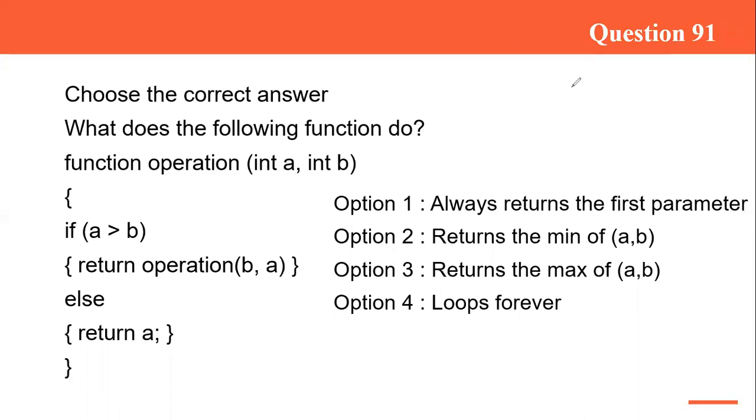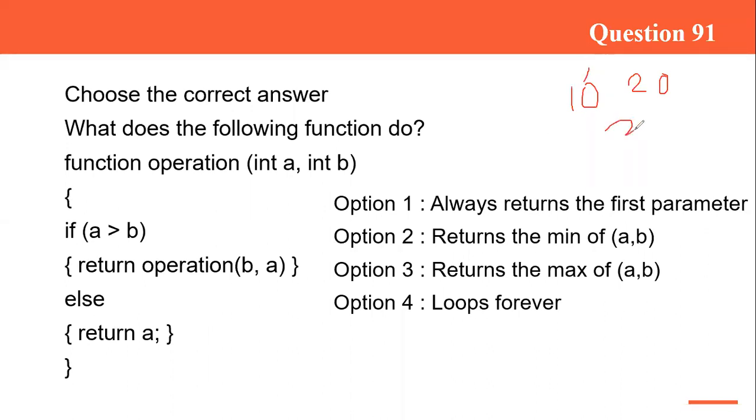If you're not confused, just take, for example, if I take 10, 20, what will happen? 10 greater than 20 is what? False. False means it will enter the else part and returns A. That means 10 it is returning.